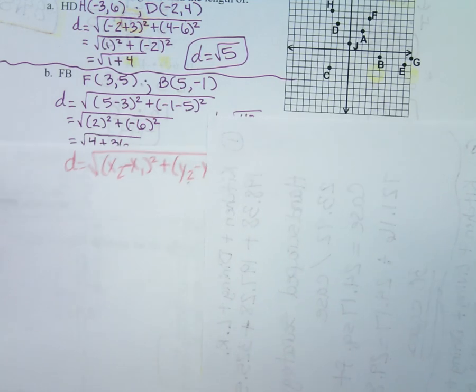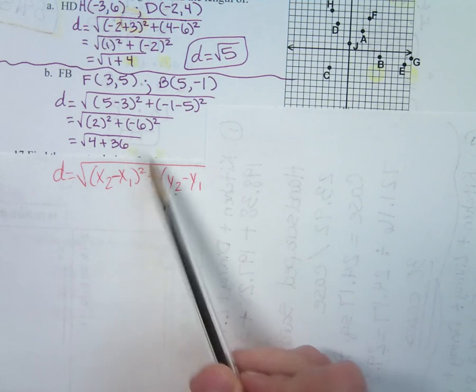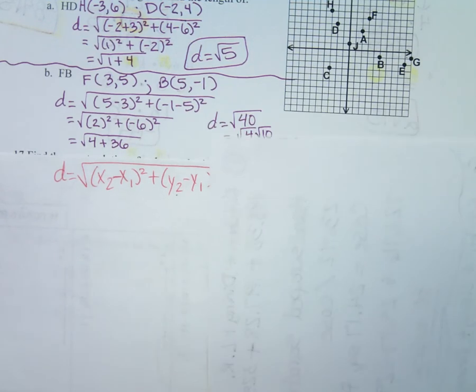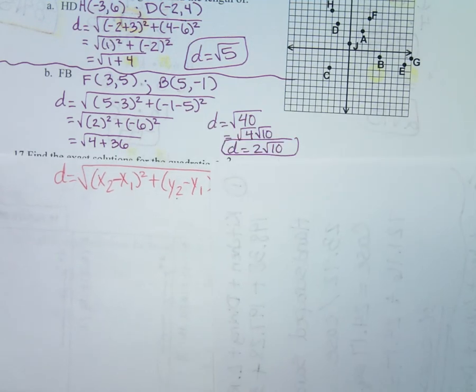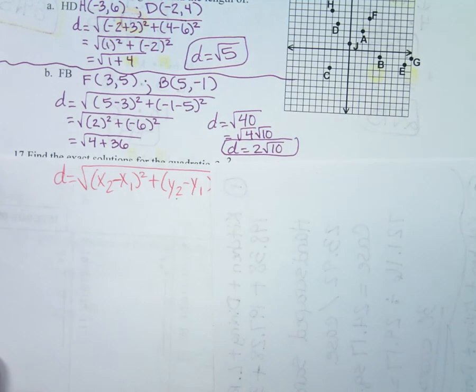2 squared makes 4. -6 squared makes 36. If I add those together, I get 40. And then I just break down the 40. 4 goes in there 10 times. The square root of 4 is 2, and you can't take the square root of 10.